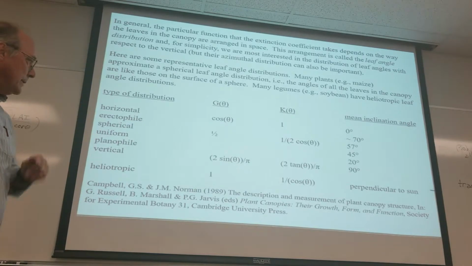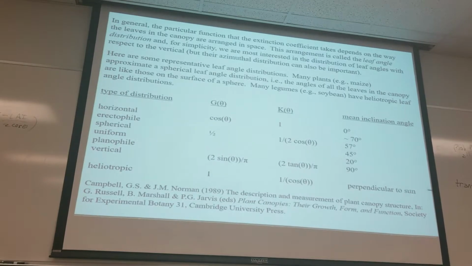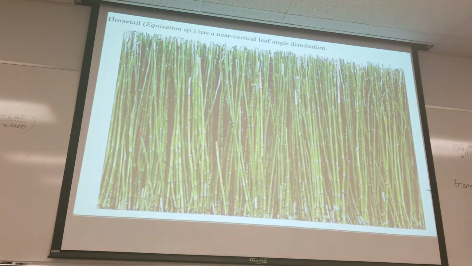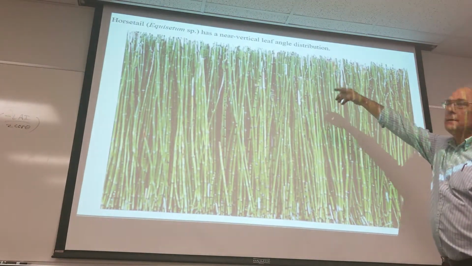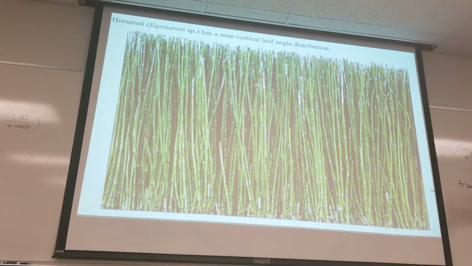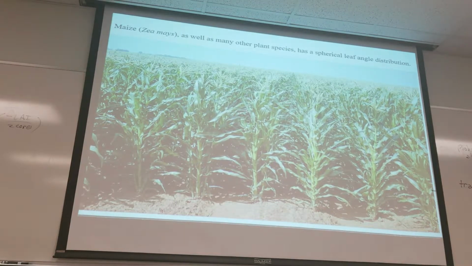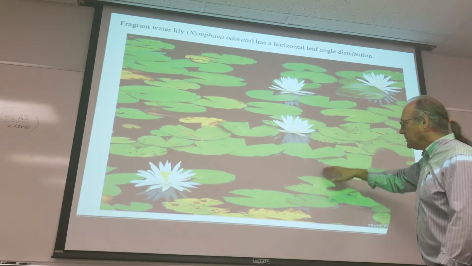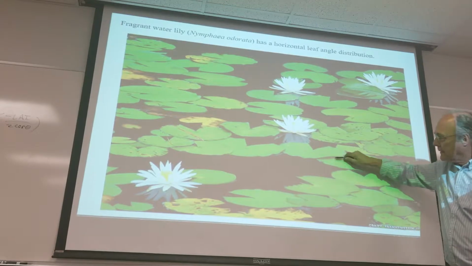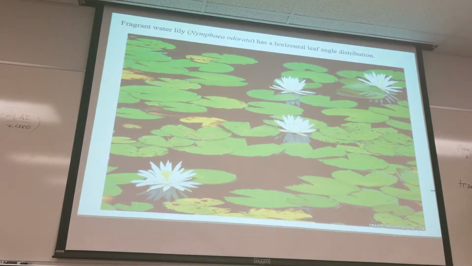That's called heliotropic. There's a nice book chapter in this book that describes this. Okay, so here's an example of maybe a near vertical leaf angle distribution. This is Equisetum, you know, that horsetail, kind of pretty vertical. Maize, as I said, is a spherical leaf angle distribution. Water lilies, mostly horizontal leaf angle distribution, although, look at this one, that's got a bit of an angle to it, so it's not entirely horizontal.